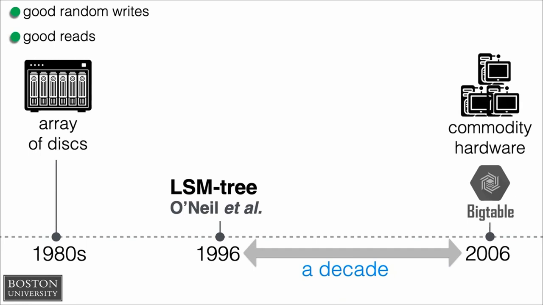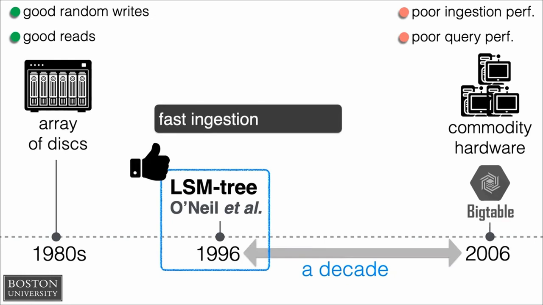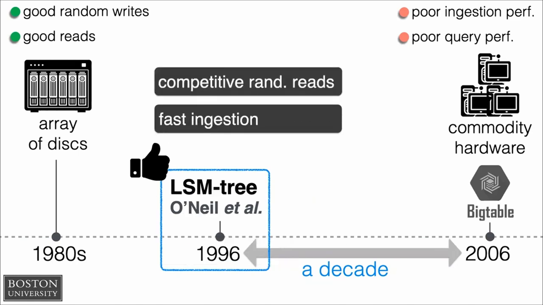If you see even the Bigtable paper, it says that we're going to be using one or two disks per node, and that's all. So all of a sudden, it is very important to optimize for sequentiality because we are getting poor ingestion performance and poor read performance for our random access workload. Enter LSM-trees. LSM-trees offer very fast ingestion, which is the main driver for using LSM-trees, but also competitive random reads, as we'll see through a variety of optimizations.